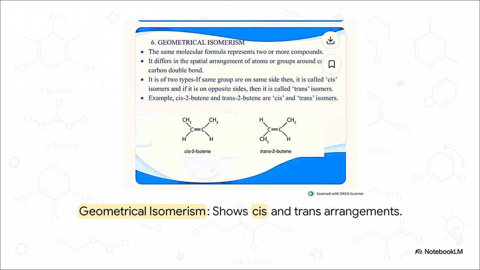First up is geometrical isomerism. This is all about the spatial arrangement of atoms or groups around a rigid carbon-to-carbon double bond. In one setup, the two CH3 groups are locked on the exact same side of the double bond. This is called a cis isomer, specifically cis-2-butene. But if those exact same groups are locked on opposite, diagonal sides of the double bond, that is called a trans isomer, or trans-2-butene. Same connections, completely different spatial geometry.